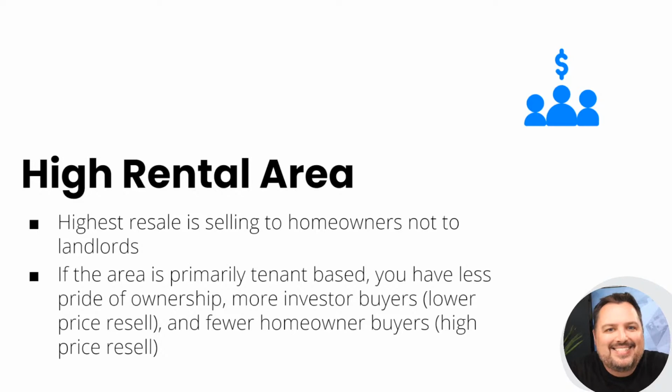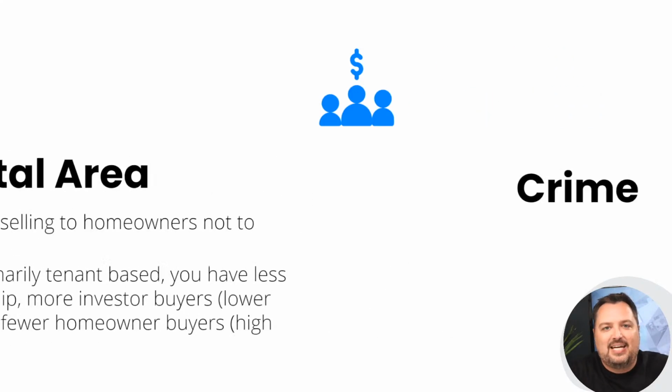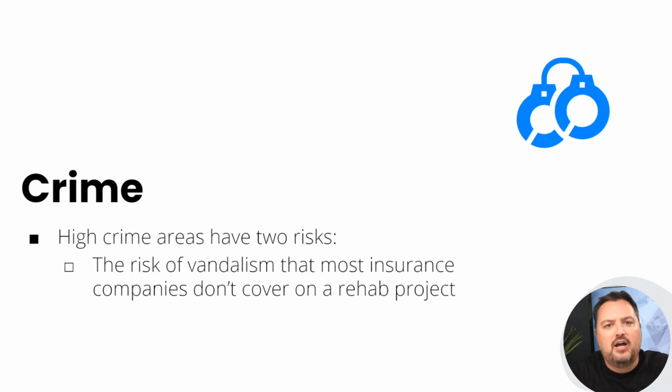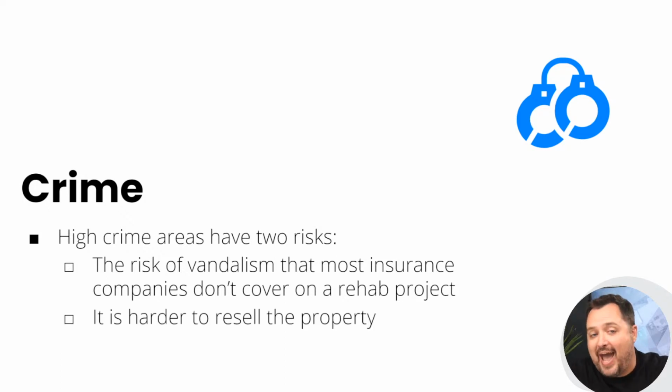So the next thing is, is the area primarily tenant-based? We talked about that. Let's jump into crime here for just a minute. High crime areas have two risks. Number one, there's the risk of vandalism that most insurance companies don't cover on a rehab project. And there's also the risk that it's just simply harder to sell. So that's the other risk that you've got to be taking into consideration as well.